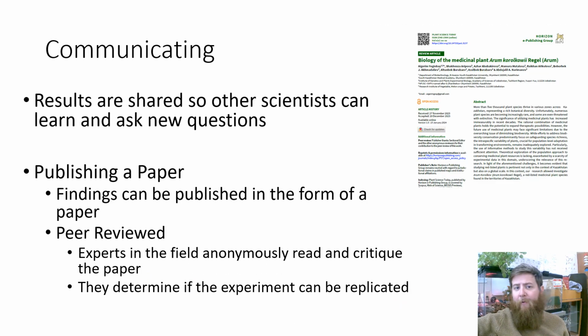And then the last part is communicating. We share our results as scientists so that other scientists can learn, ask new questions, and continue that pathway towards just knowing more. So the best way to do this is publishing a paper. This paper will be peer reviewed, is the best way to do it, where experts in the field anonymously read and critique your paper, and then they determine if it can be replicated, if it's good science, if your statistical analysis lines up. All of those things happen in the peer review.